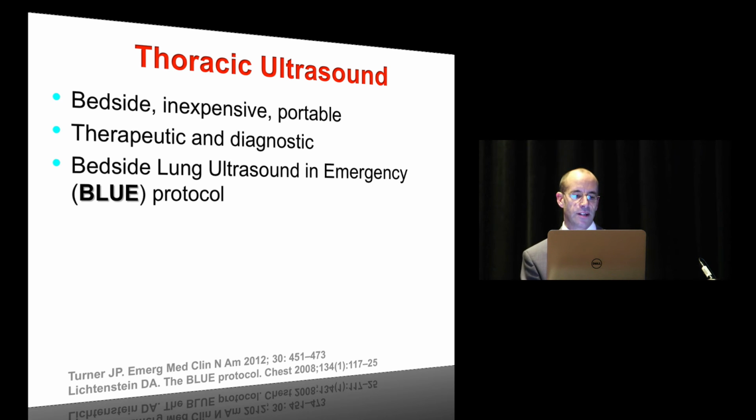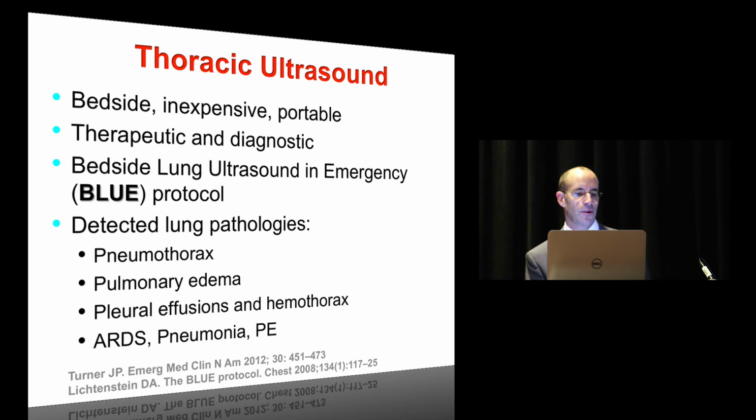And what they can actually use it for is detecting all of those as listed. So you can see a pneumothorax, pulmonary edema, pleural effusions and hemothorax, and then a few other esoteric things. The bottom stuff is certainly higher level, but the top two are relatively easy, and in fact the top one is very easy to do and has higher sensitivity and specificity for detecting pneumothorax than chest x-rays. So if you ever suspect a pneumothorax, don't call for x-ray, grab an ultrasound and do a quick examination.